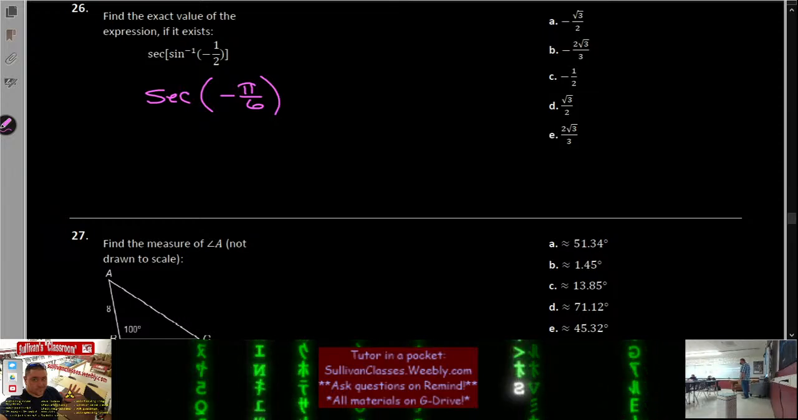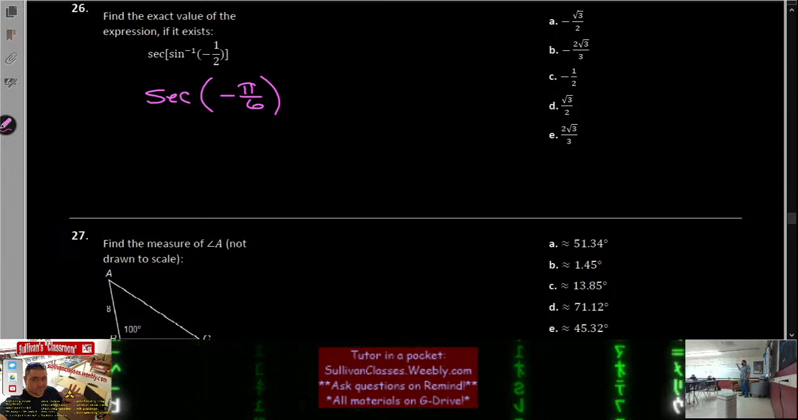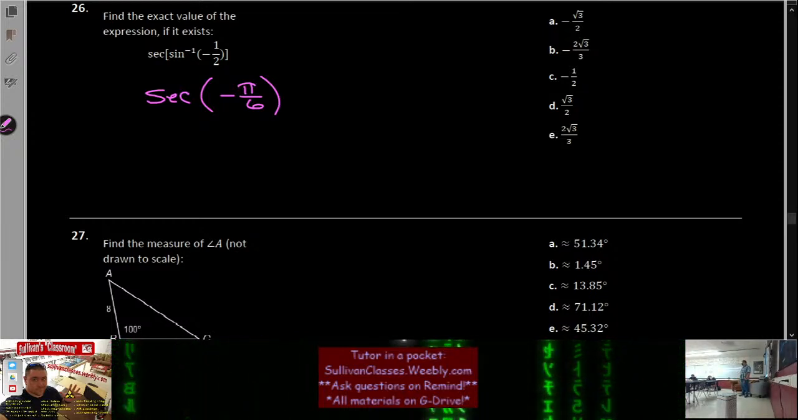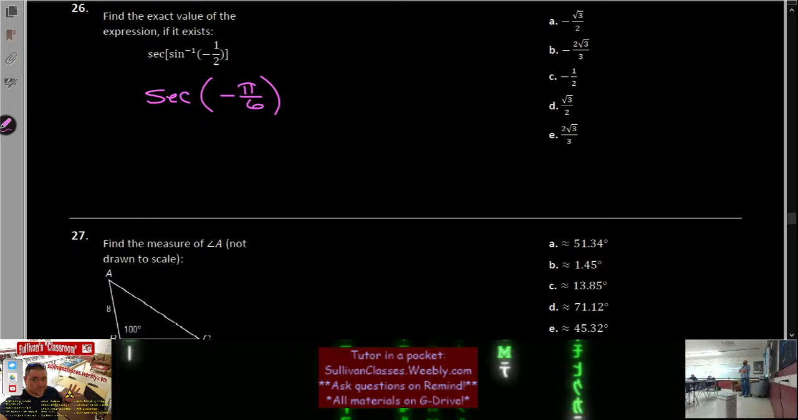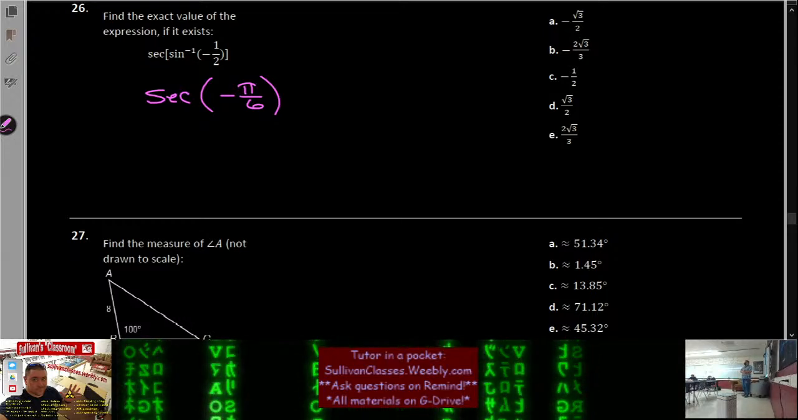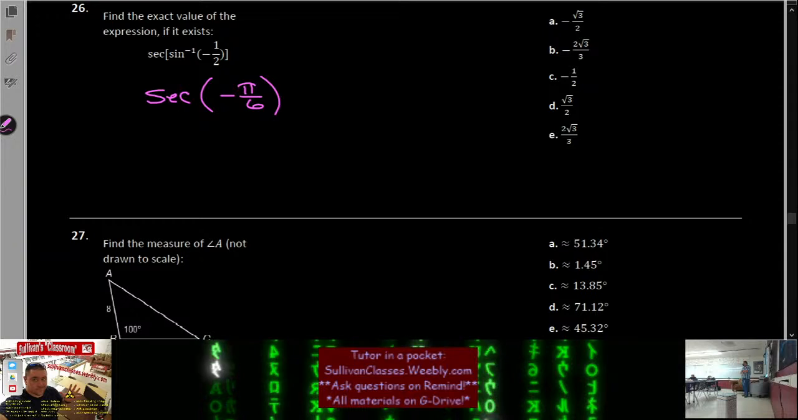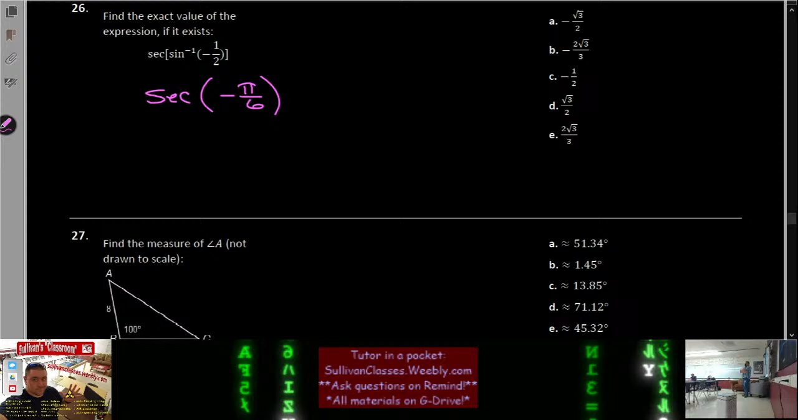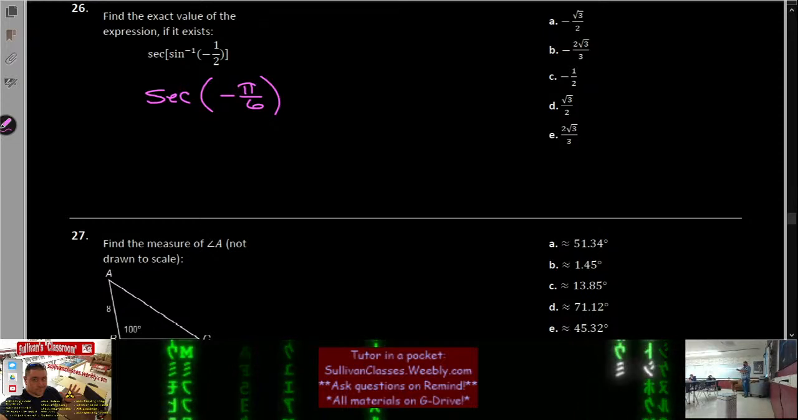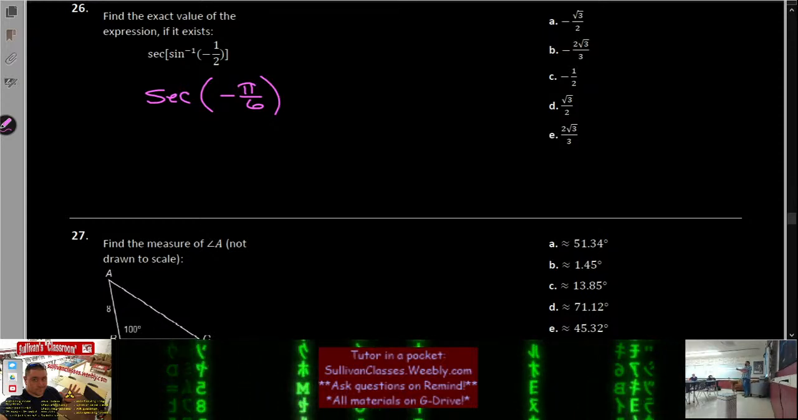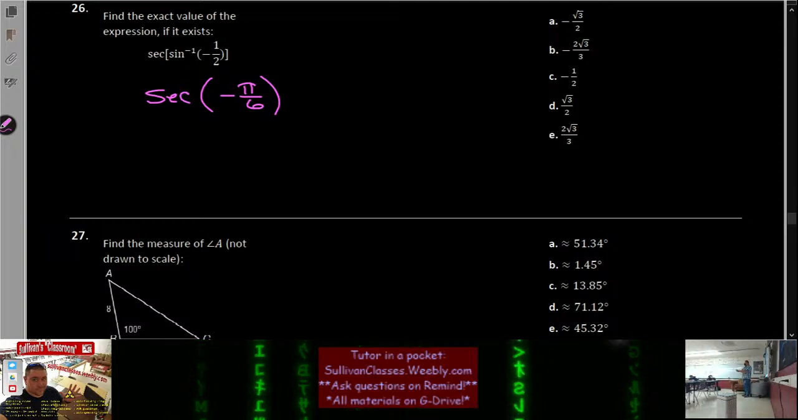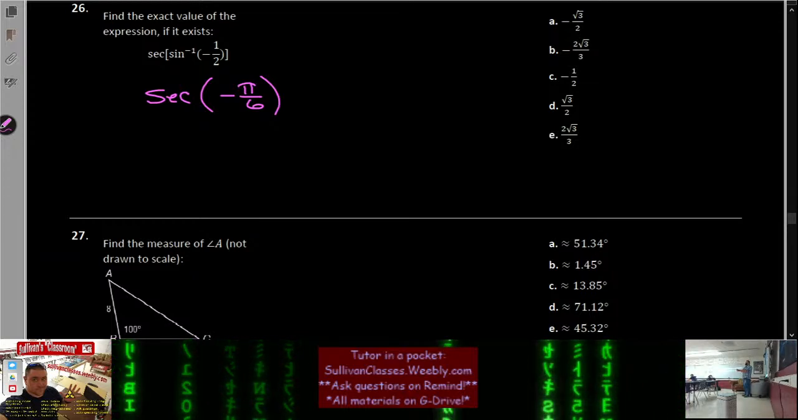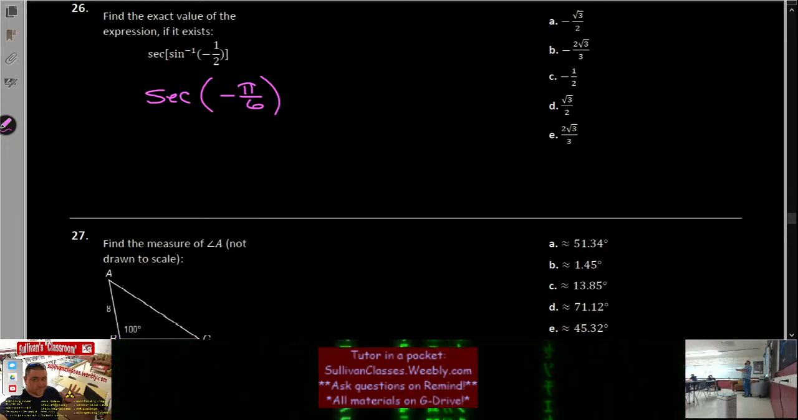Or negative 30 degrees. Honestly, if I'm being perfectly honest, in my head I think 30 and then convert it to negative pi over 6. And then go find the secant of that angle. Well, do we know secant is the reciprocal of cosine? Do you know what the cosine of pi over 6 is off the top of your head? Square root of 3 over 2.